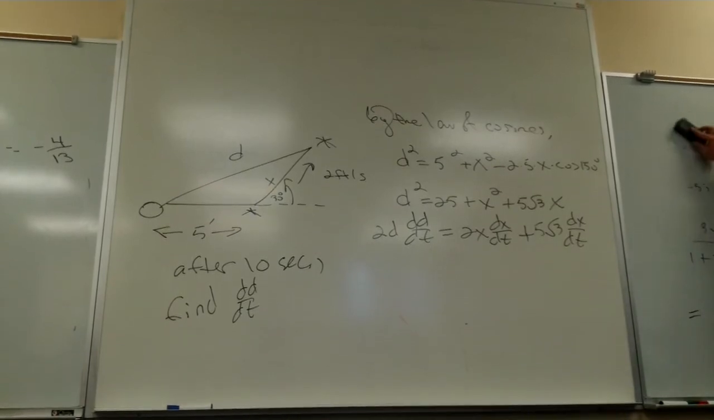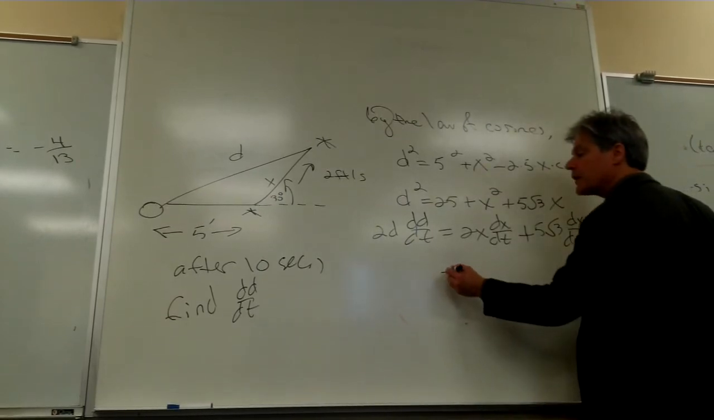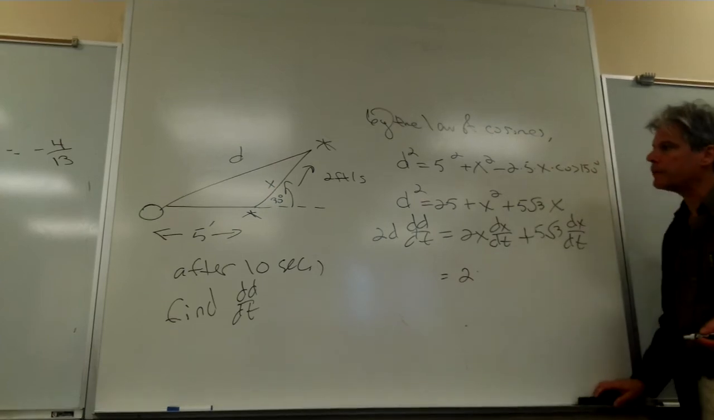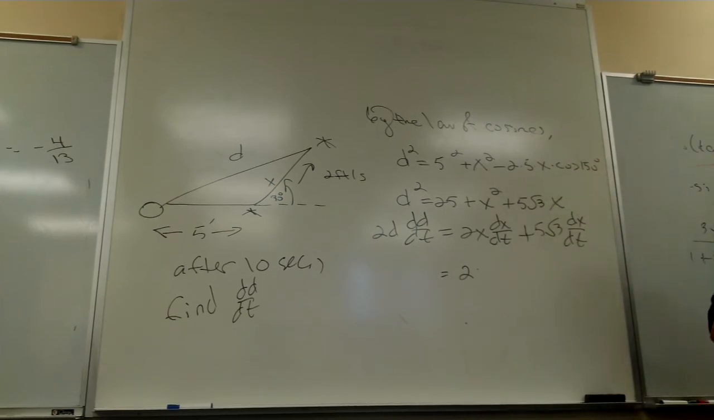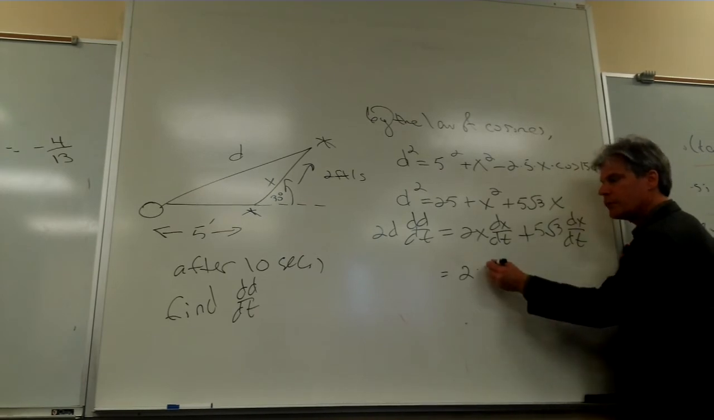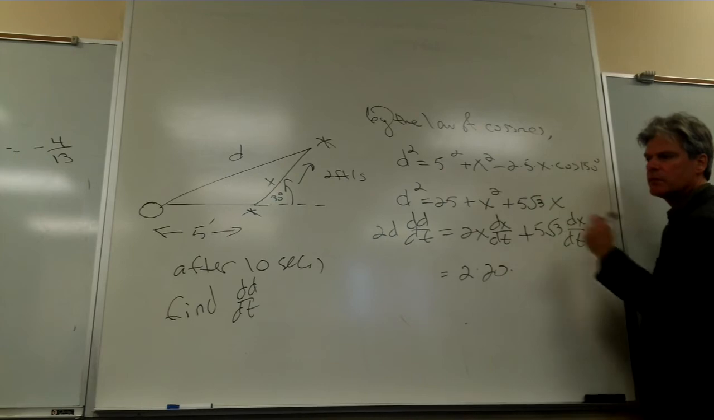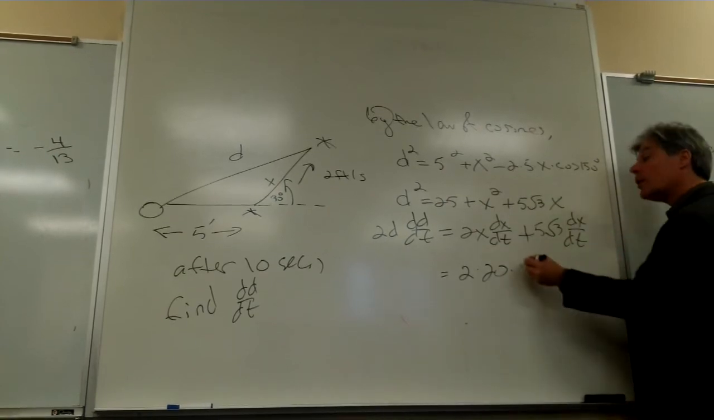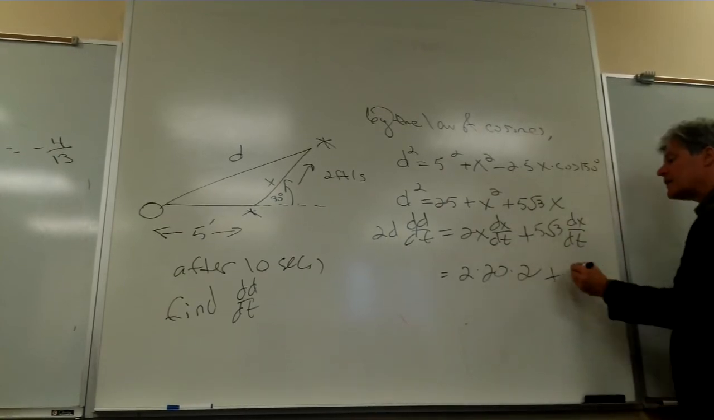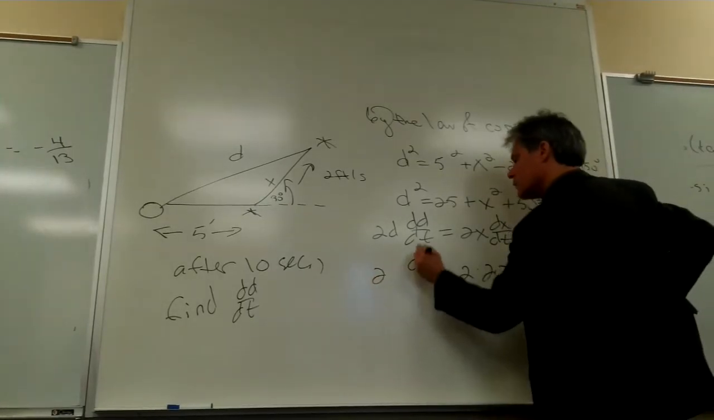It's time to take a break and see if I have everything I need. I'm trying to find dd/dt. So plugging everything else in that I know. For example, after 10 seconds, oh shoot, what is x after 10 seconds? I asked, what is x after 10 seconds? 20 feet. Times dx/dt, which is positive 2 feet per second. I'm going to add that to 5 root 3 times my dx/dt, which again is just 2 feet per second. And we're in business.